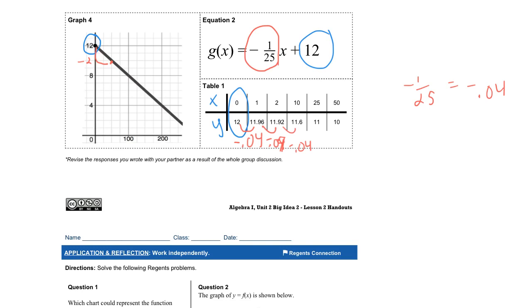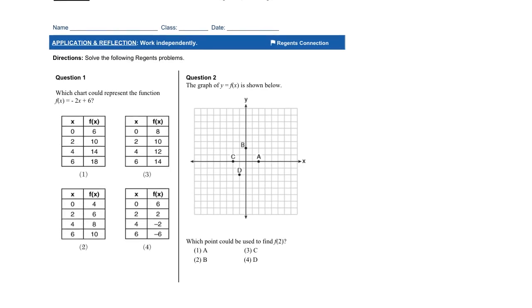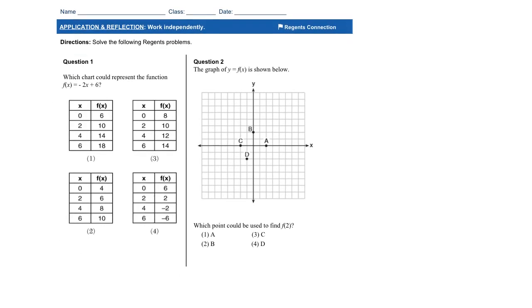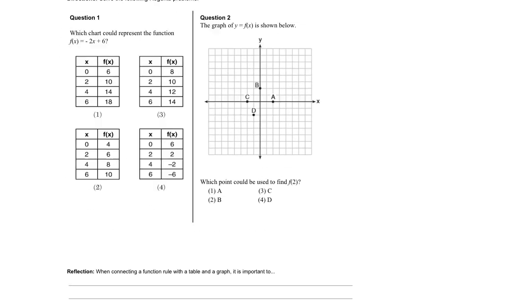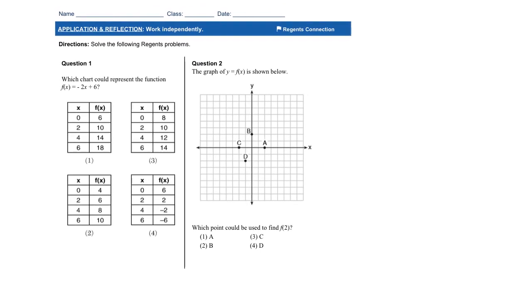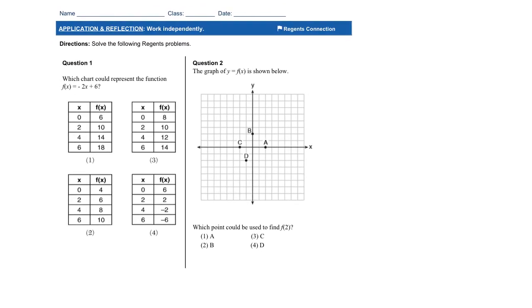Okay, so we can relate the table, the graph, and the equation in every possible way. So I want you to pause here and go to the back page. Try these last 2 on your own, and then we'll meet back and put them together.